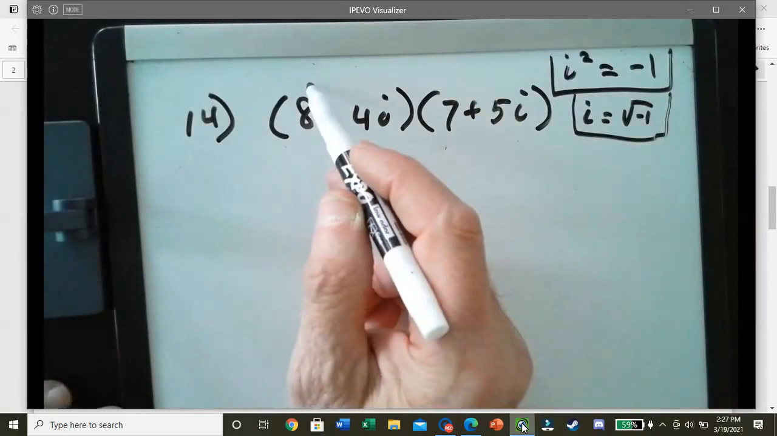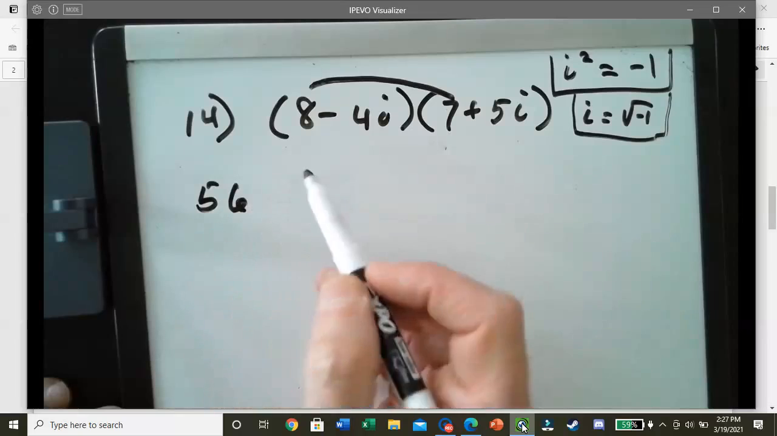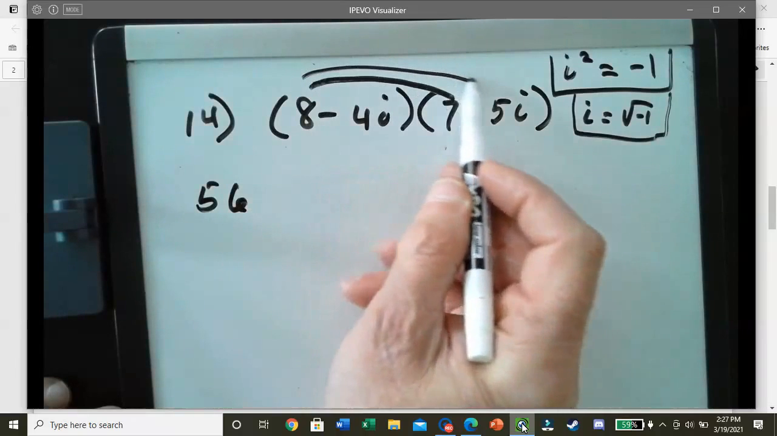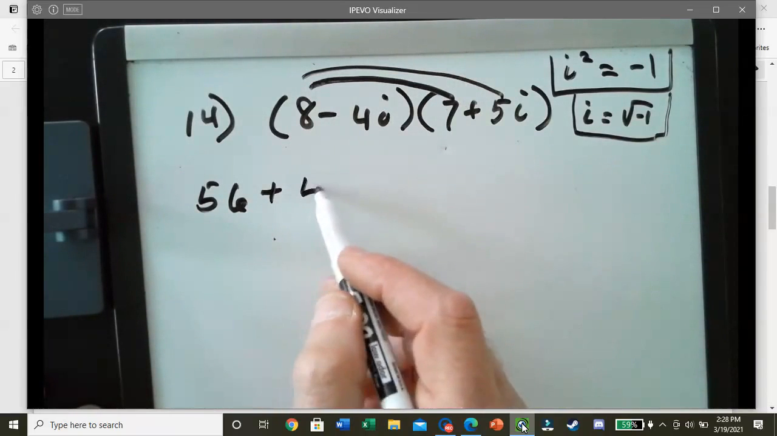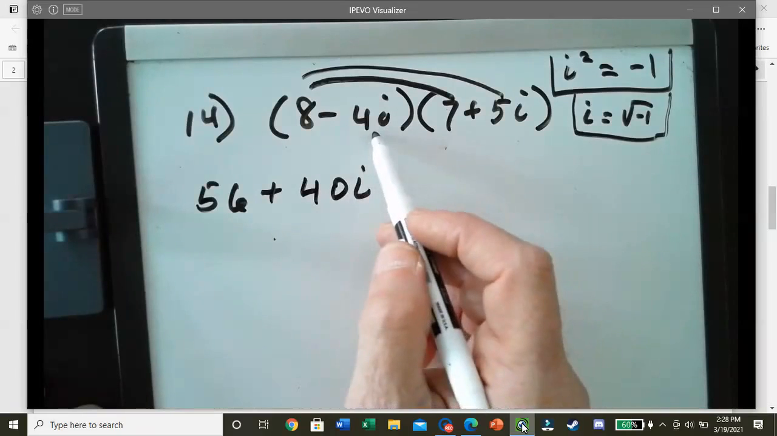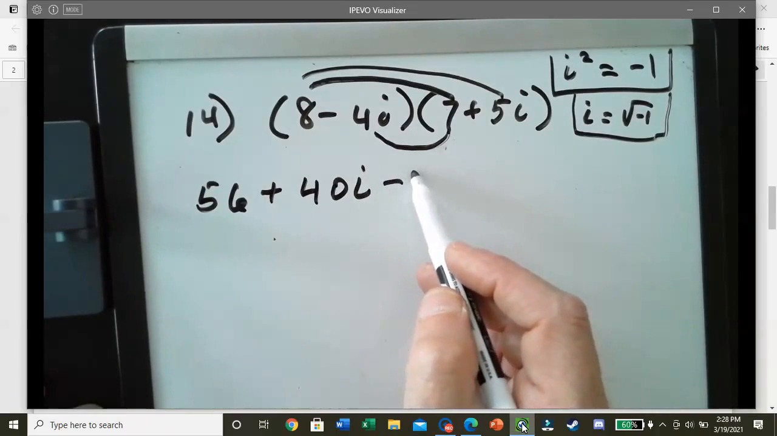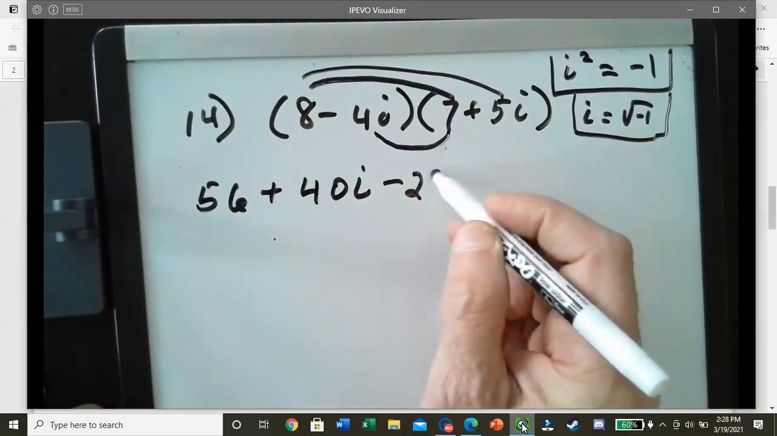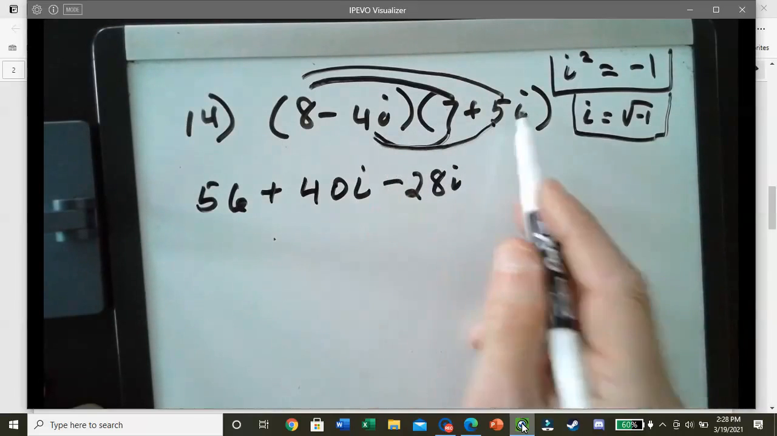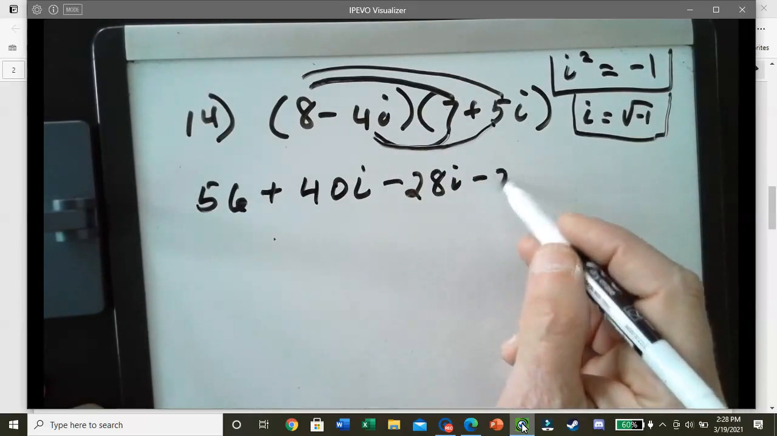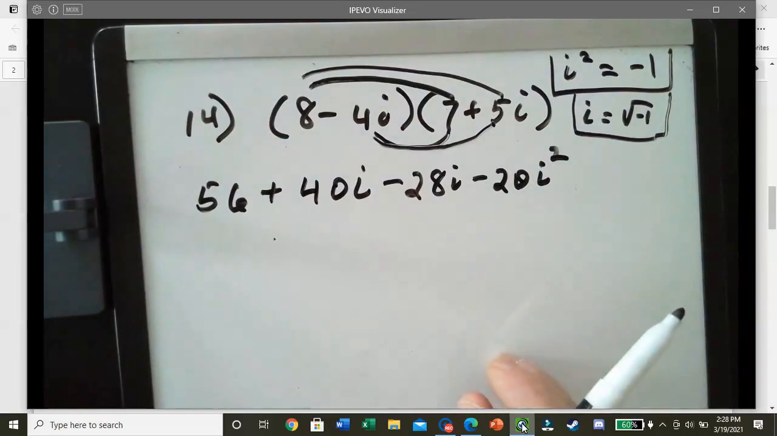So now we're going to FOIL. 7 times 8 is what? 56. Multiply the two first terms. Now we multiply the two outer terms. 8 times 5i, 8 times 5 is 40, so that's 40i. And then negative 4i times 7 is negative 28i. And then negative 4i times 5i is a negative 20. i times i is i squared.